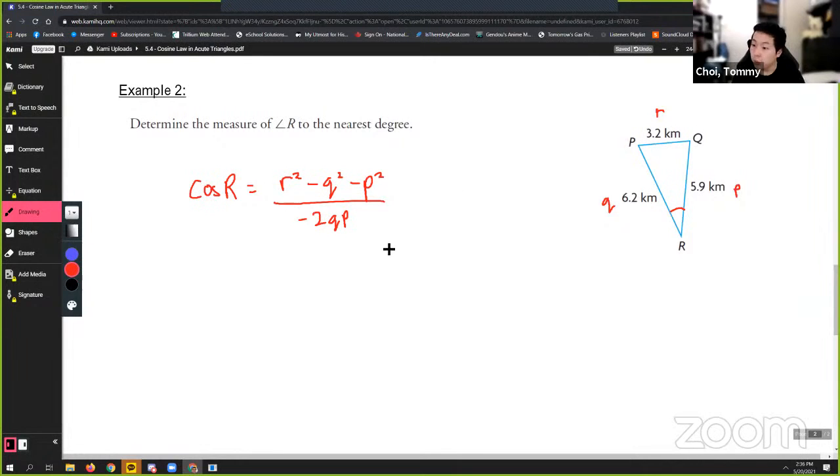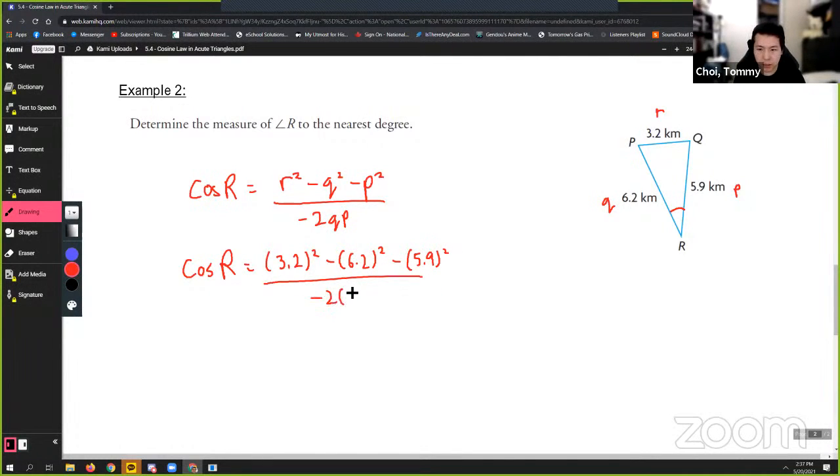Okay. If you were to use A, B, and C, notice how if you just replace the letters accordingly, you should be able to get this formula here from above. When you plug in the numbers, you're going to get cosine r is equal to 3.2 squared minus 6.2 squared minus 5.9 squared, all divided by negative 2 times 6.2 times 5.9.